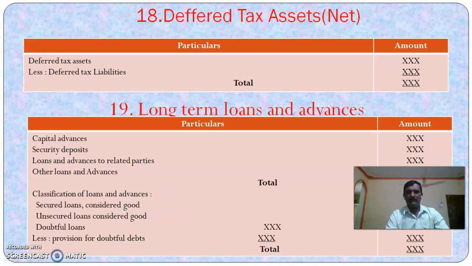If there is no deferred tax liability net, then there will be a deferred tax asset, and that is to be taken under this head. Then long-term loans and advances cover capital advances, security deposits, loans and advances to related parties, other loans and advances, and they are to be classified as secured, unsecured, doubtful and so on.